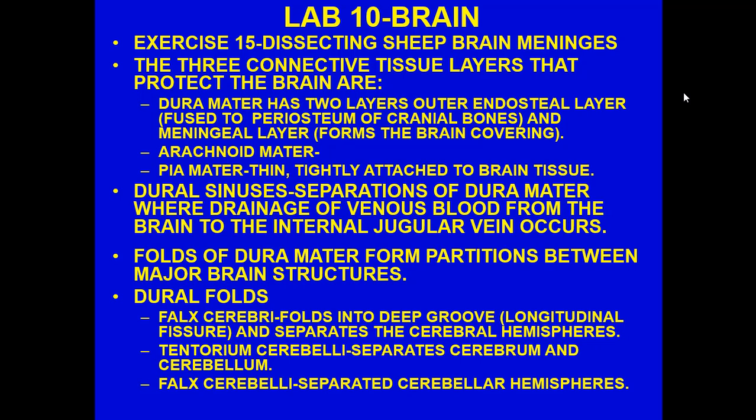Now, the folds of the dura mater form partitions between major brain structures as well. This allows you to have anchoring of the brain to the rest of the skull. The dural folds include what's called the falx cerebri, which are folds into the deep groove, that is the longitudinal fissure, and they separate the cerebral hemispheres. The tentorium cerebelli separates the cerebrum and the cerebellum. So there's a little pocket in there, and so this tissue gets in there.